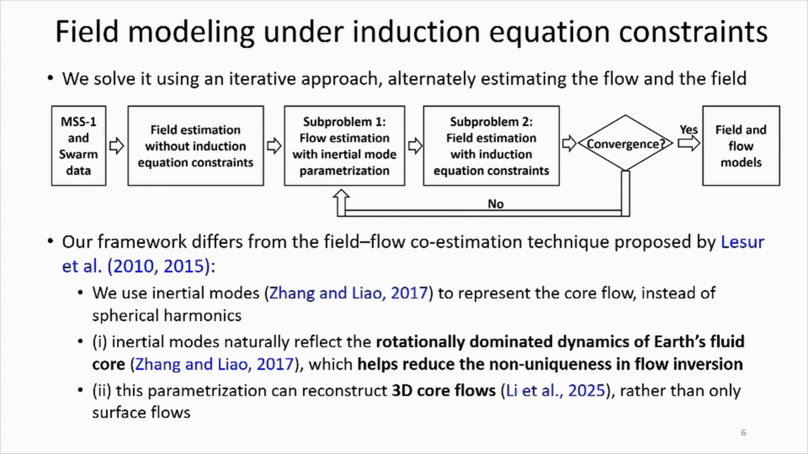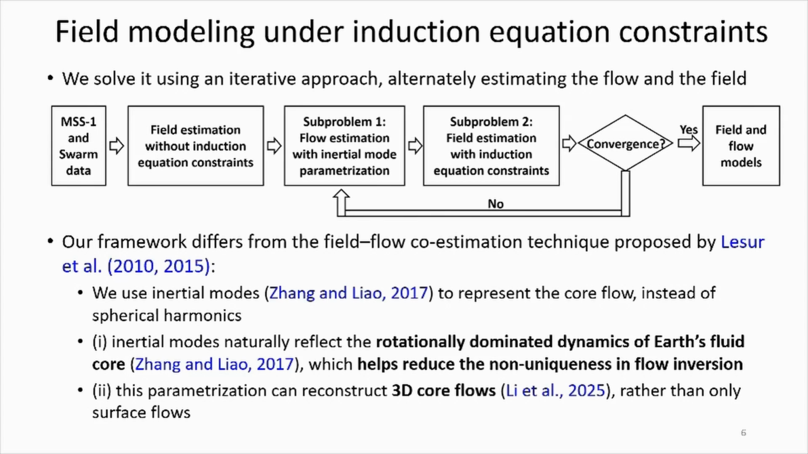This picture shows the workflow of our method. First we have the data, MS-1 and so on. Then we perform traditional field modeling to estimate the field parameters without the induction equation constraint. Then we use this model to estimate a core flow model, and then we use the core flow model to estimate the field. We repeat until this process converges, and we have the field and the flow parameters. It should be noted that this framework is different from the field-flow co-estimation technique.